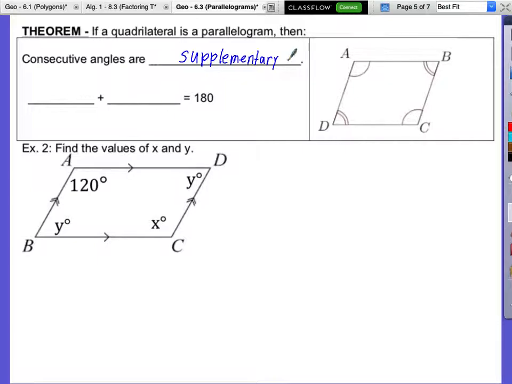Somebody give me an example of two angles in here that would add up to 180, okay? Kaylee Broderson. Okay, so the measure of angle B plus the measure of angle C would equal 180. Very good. These are consecutive angles. Could you pick any two consecutive angles? Yeah. Any two and it would work.